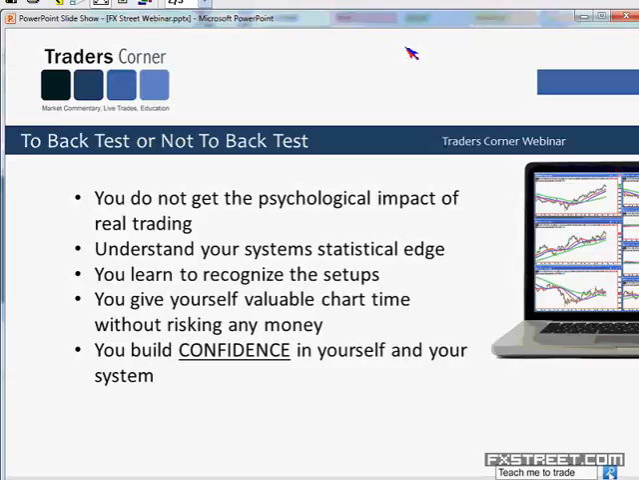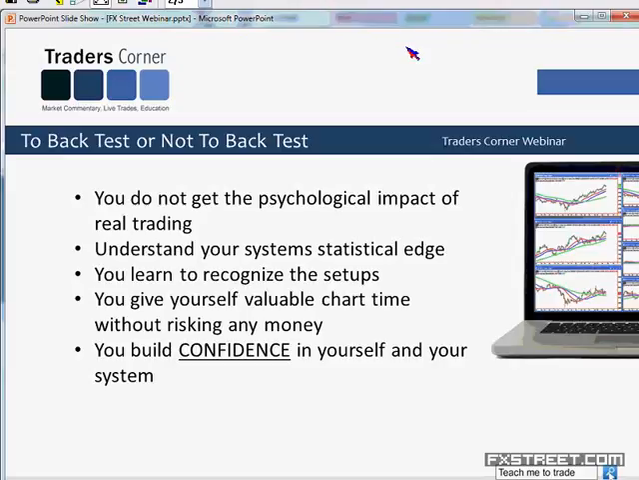So the other thing about backtesting is it allows you to recognize the setups, to understand what your setups look like in the heat of battle. And that's very, very important. And this kind of goes hand in hand with the next one: you get to give yourself valuable chart time without risking any money.